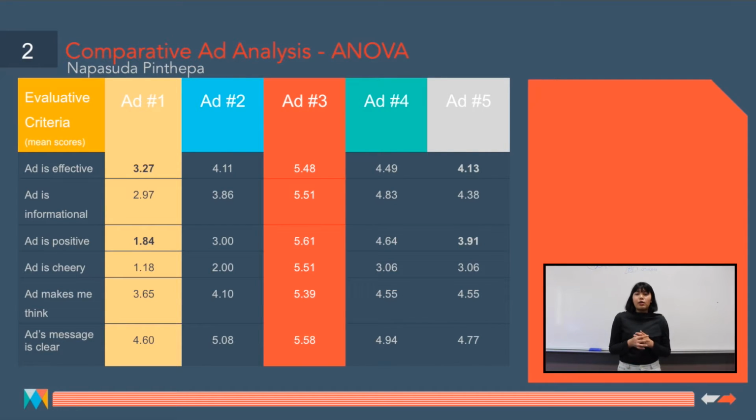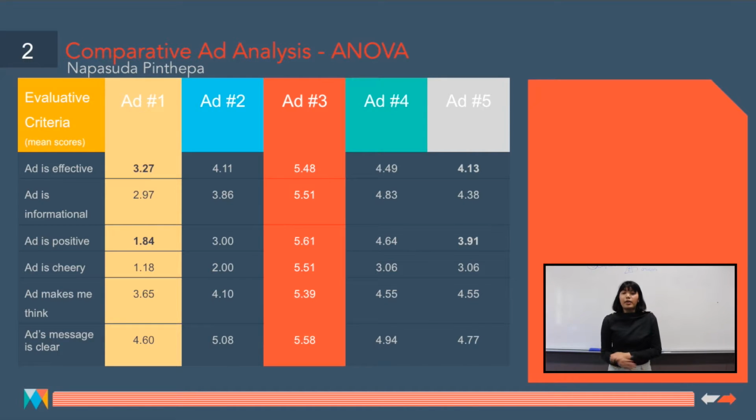Interestingly, the result shows that the p-value is less than 0.05, and therefore we reject the null hypothesis and accept the alternate hypothesis. Through multiple comparisons in the post hoc analysis, the advertisement that ranks highest in terms of clarity of the message is ad number 3, with a mean score of 5.58 out of 7.